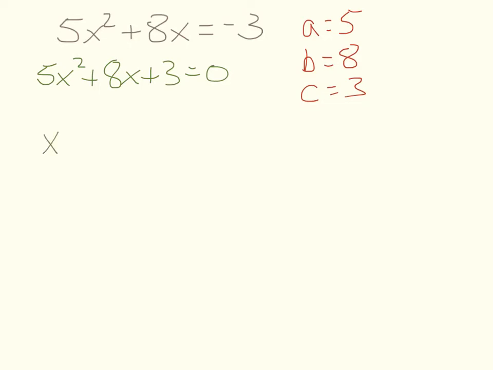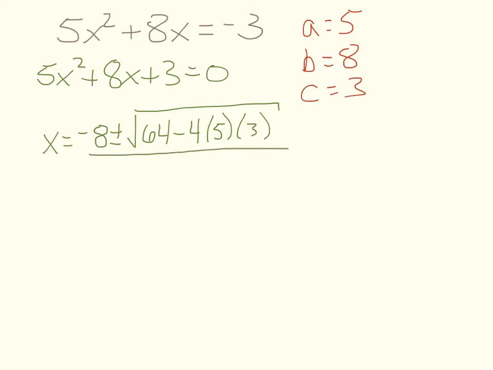So x equals negative b, which means the opposite sign of b. So negative 8 plus or minus the square root of b squared, so 8 squared is 64, minus 4 times a, which is 5, times c, which is 3. And all of that needs to be in the square root. And this is all over 2 times a.